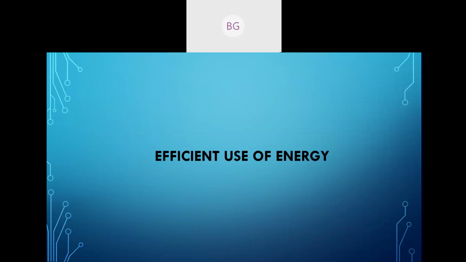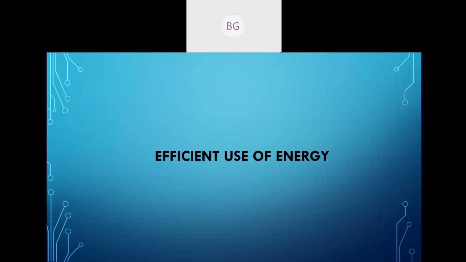There are two main reasons why we have to use the energy properly. One is the cost of energy. We have to use the energy properly to reduce the cost of energy. And secondly, we have to see that no harmful gases are emitted, that is, no greenhouse gases are emitted. Now, how can we do the first one?